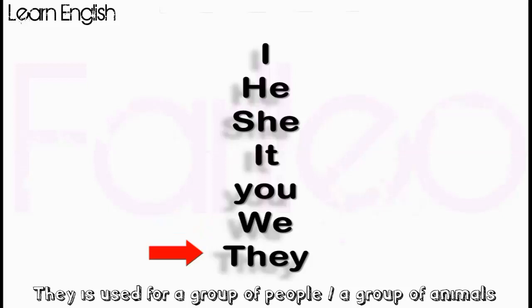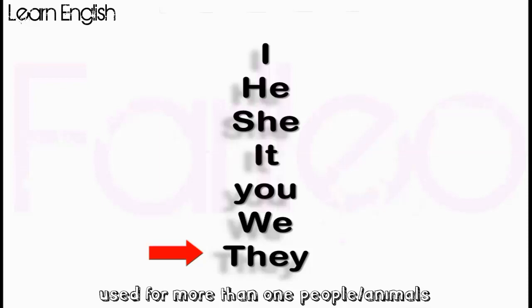We. Now we means we. It involves me with someone, me with my friends, me with my students, me with my parents, me with my wife. The next one that we have is they. Now they is used as a subjective pronoun instead of a group of people or a group of animals. It is used for more than one person or more than one animal. Alright, I guess you would have understood subjective pronouns.